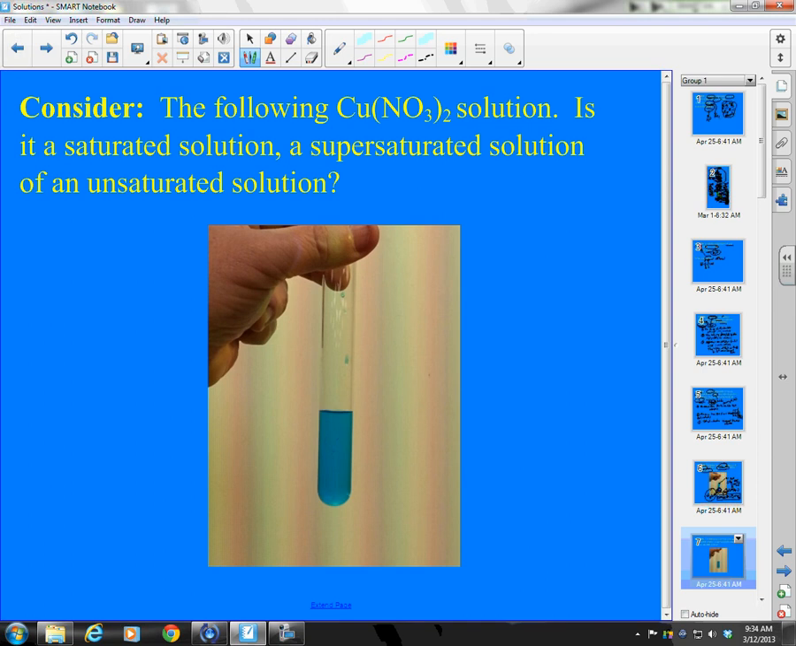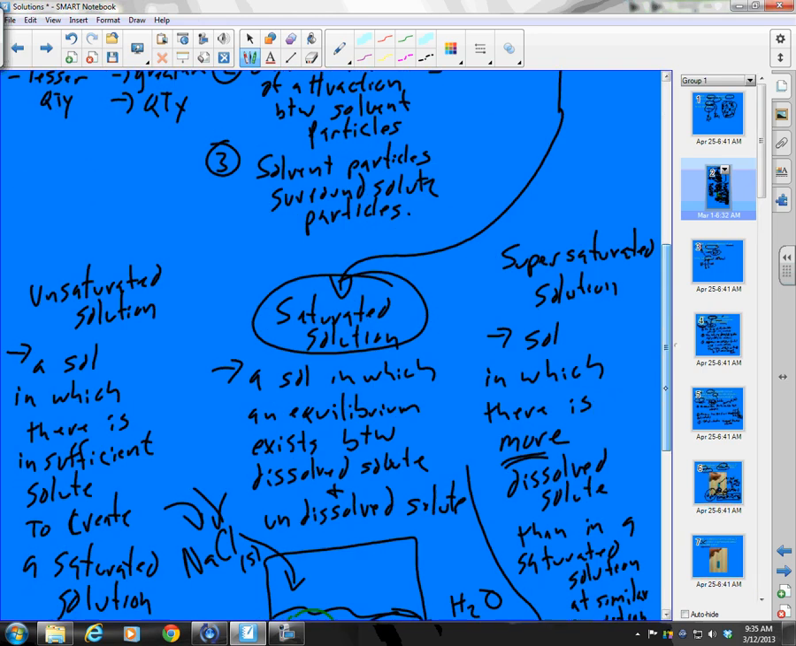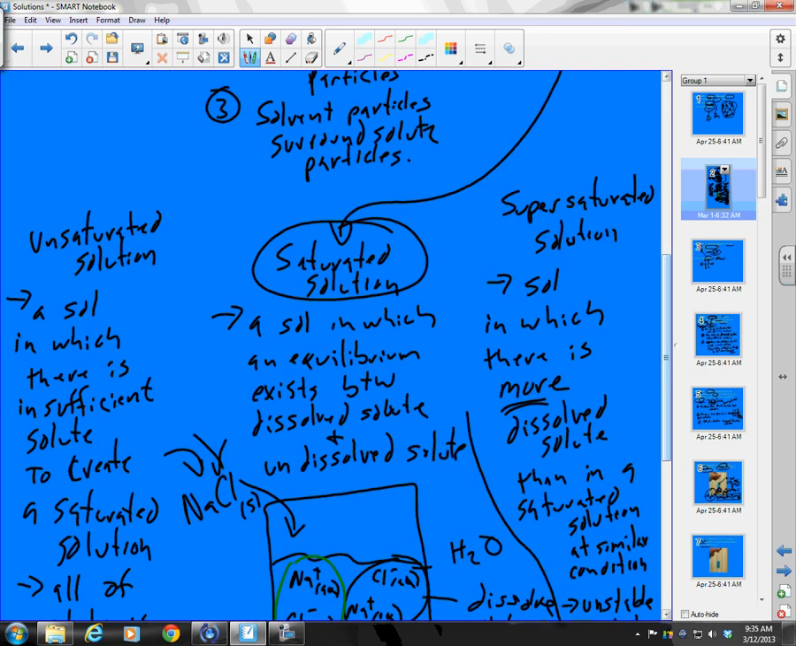Okay. I look at this and I say, hey, there's no solid down here, so it's not a saturated solution. And so then I look at this and I say, oh, well, if it's not a saturated solution, it can't be a supersaturated solution, right? So it must be an unsaturated, right? Well, no. We know it's not saturated, but do we know it's not supersaturated? When we go back and look at our definition, what did we say was the definition of supersaturated? A solution in which there is more dissolved solute than in a saturated solution at similar conditions.